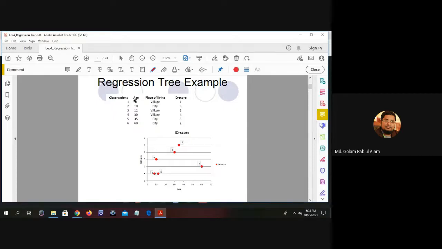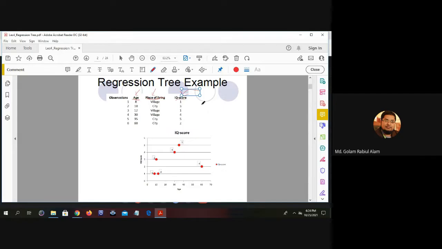We want to predict the IQ score based on the age and the place of living. This is part of a data set; I have collected this from a data set. So this is the age and the place of living. These are two variables, and we want to predict the IQ score.